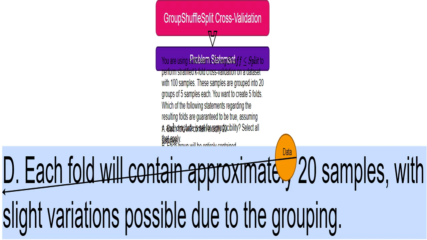But remember, my samples are in groups. To keep groups intact, some folds might have slightly more or fewer samples than 20, but it will always be a multiple of 5.